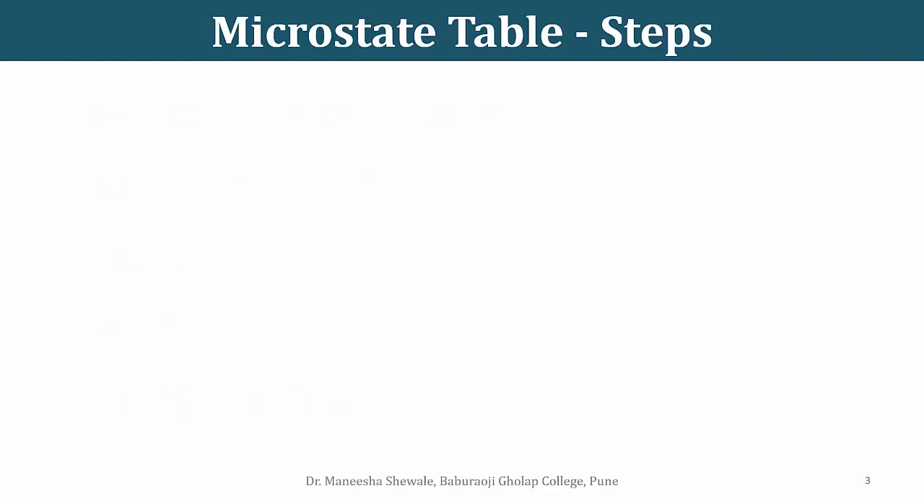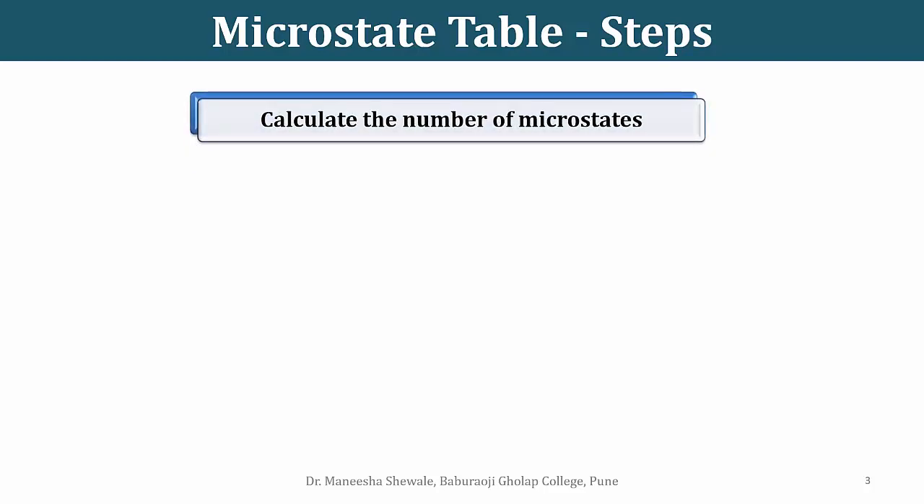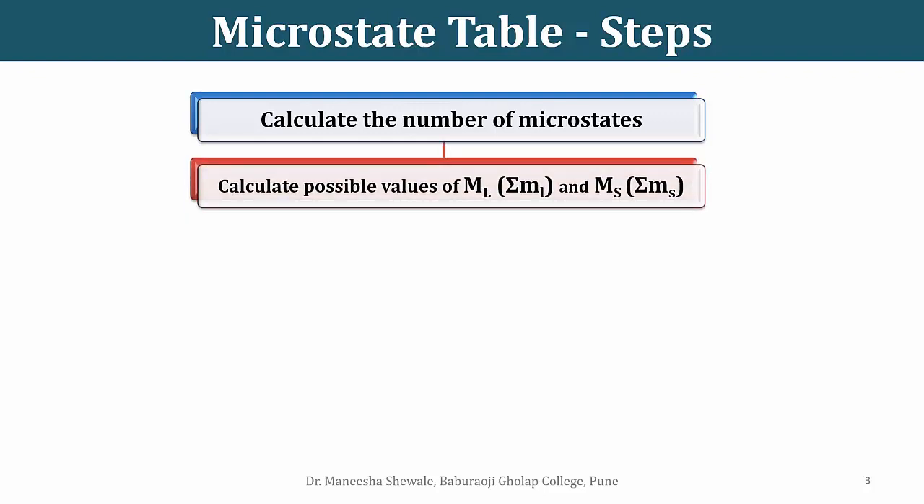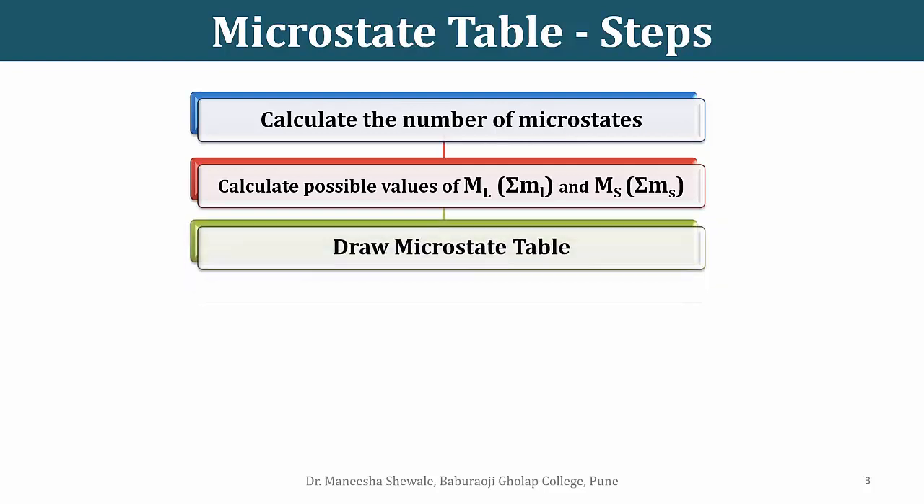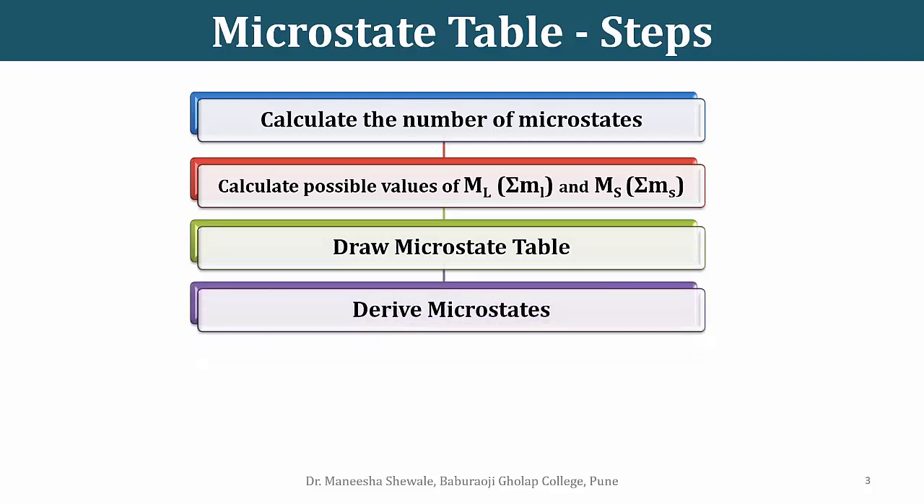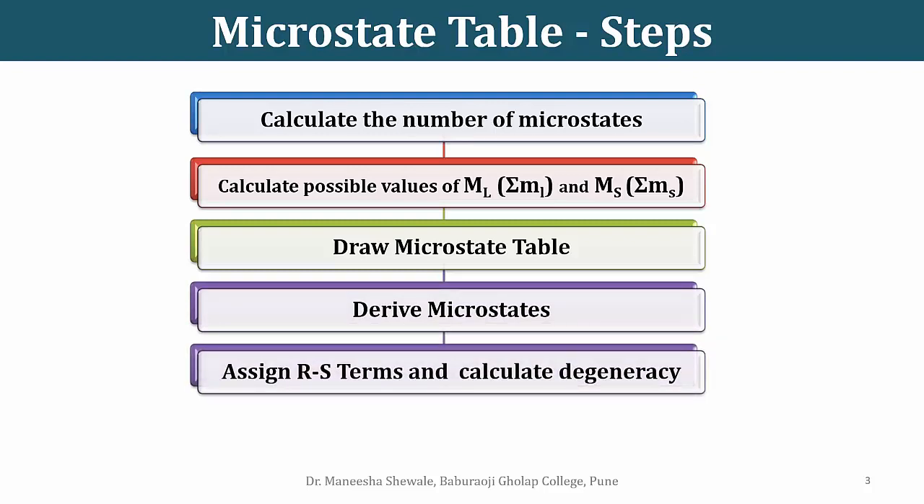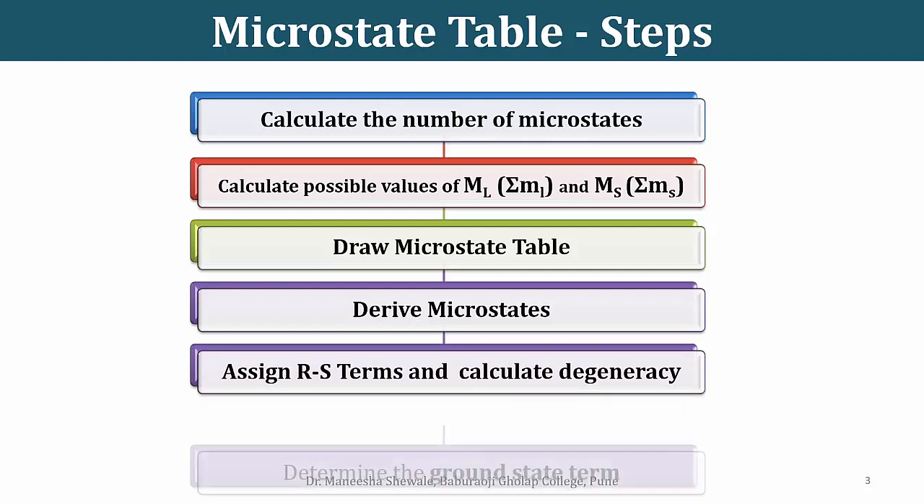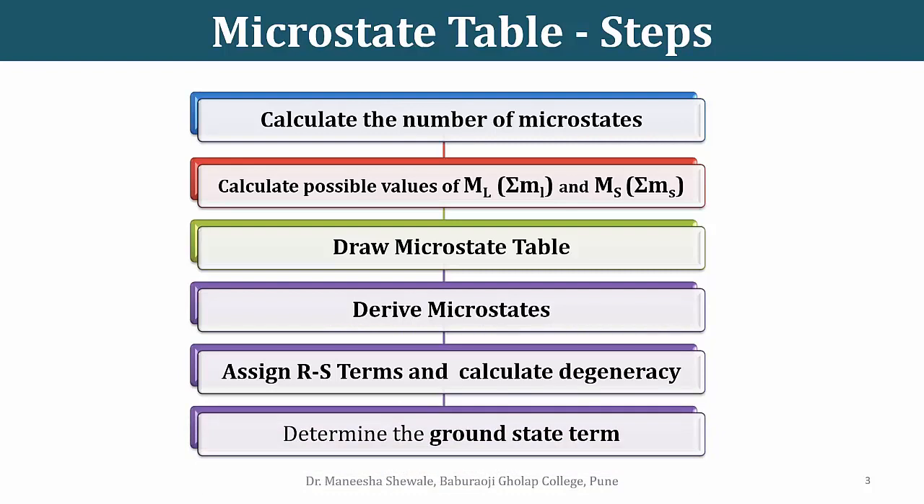To construct a microstate table, we have to follow certain steps. In the first step, the number of microstates is calculated. Then all the possible values of ml and ms, that is the resultant magnetic quantum number and the resultant spin quantum number, are calculated. The microstate table is then drawn and one by one the microstates are derived. The RS terms are then assigned and the degeneracy for each term is calculated. Finally, the ground state term is determined.